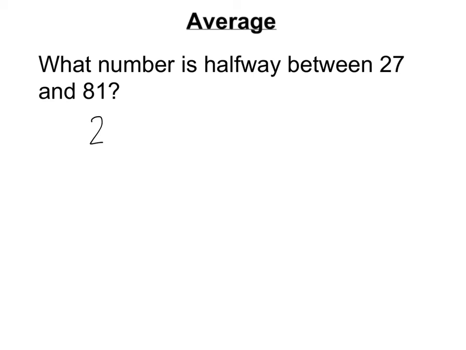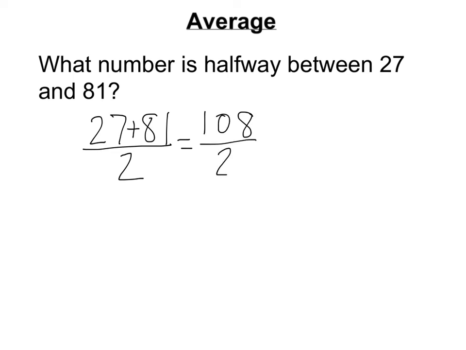So 27 plus 81, and since there are 2 numbers, we're going to divide by 2. Well, 7 and 1 makes 8, 20 and 80 makes 100, and it's still over 2. Half of 100 is 50, half of 8 is 4, and so 50 and 4 makes 54. Much easier and much faster than writing out a number line.